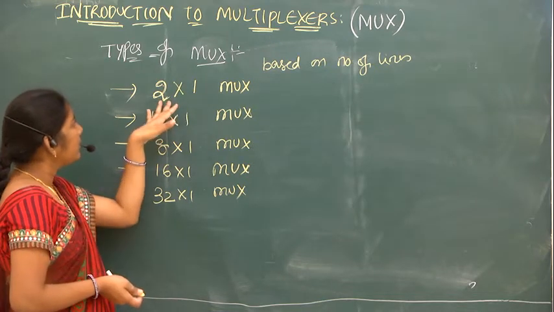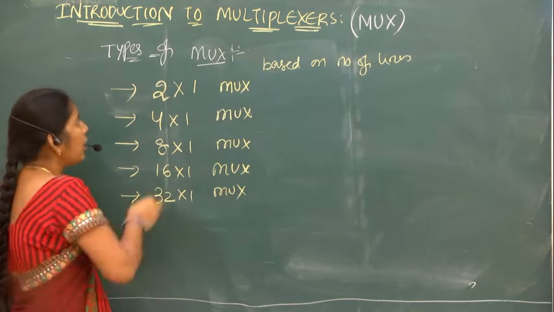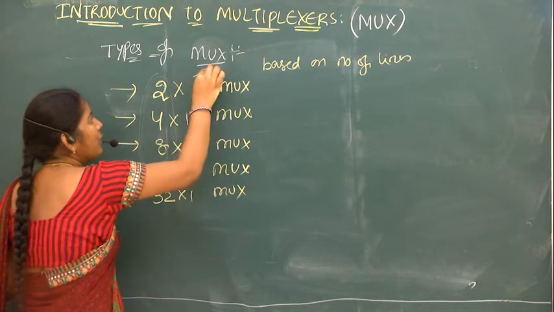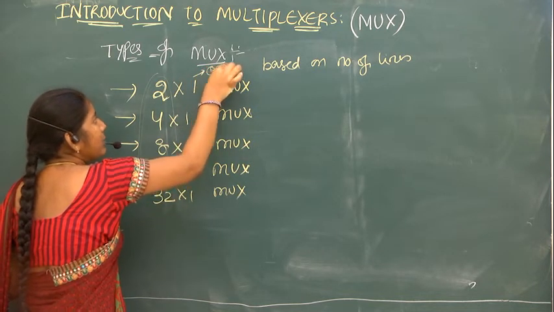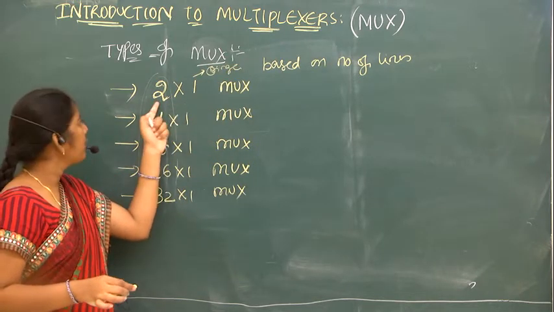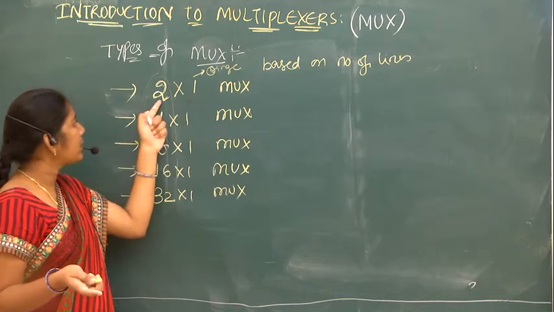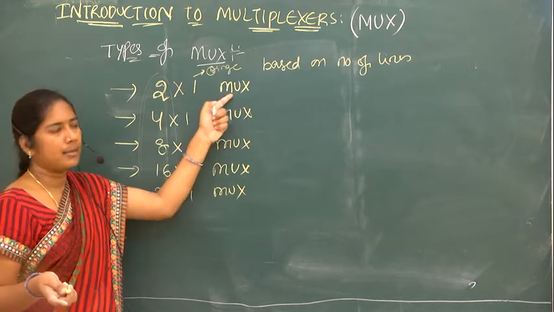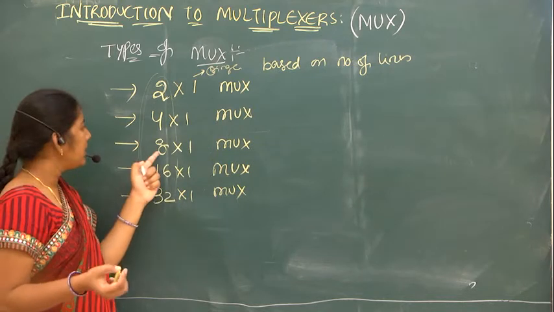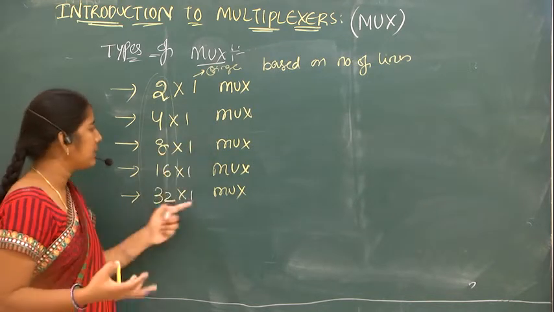Either it may be a 2 cross 1, 4 cross 1, 8 cross 1, or whatever it is, only the input lines are changing, but the output is always a single output, right? This combination gives the input-output relation. 2 means input lines, 1 is the output line. So 2 input lines, 1 output line, mux. Here 4 input lines, 1 output line, mux. Similarly, 8 input lines, 1 output line, mux, like that.